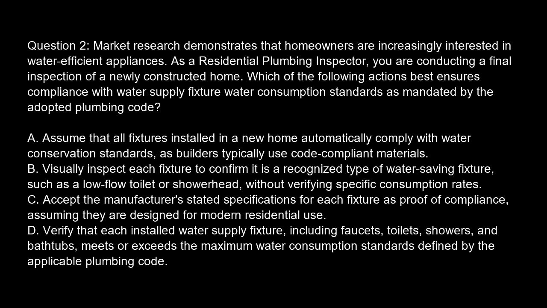Option A. Assume that all fixtures installed in a new home automatically comply with water conservation standards, as builders typically use code-compliant materials. Option B. Visually inspect each fixture to confirm it is a recognized type of water-saving fixture, such as a low-flow toilet or shower head, without verifying specific consumption rates. Option C. Accept the manufacturer's stated specifications for each fixture as proof of compliance, assuming they are designed for modern residential use.